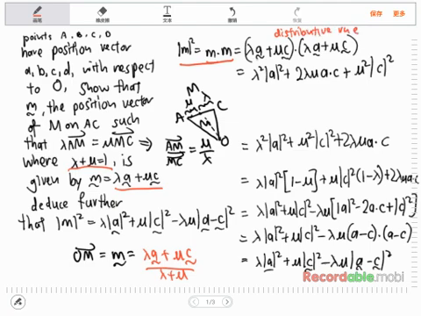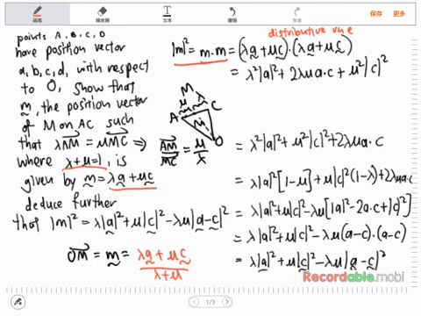Here we make use of the distributive rule of dot product, which means it's lambda a dot lambda a first, so lambda square, and because a dot a is mod a square, then after that we have lambda a dot mu c. The scalars can move in front, which is the commutative rule for scalars, so lambda mu, and because there are two of them, lambda a dot mu c and mu c dot lambda a, we have two lambda mu a dot c. And mu c dot mu c, I get mu square, and c dot c is mod c square.